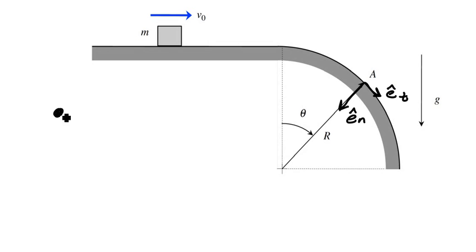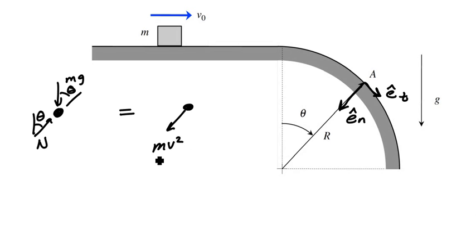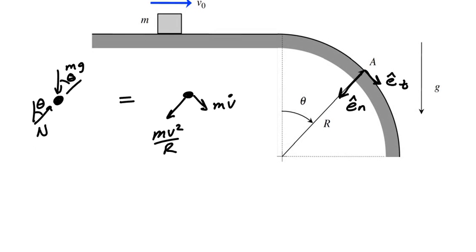If I sketch a free body diagram of this particle somewhere along the hill, I know I'm going to have a normal force acting outward, oriented at an angle theta, and the force due to weight acting down, oriented at an angle theta as well. In addition, the particle has an acceleration of m v squared over r in the e_n direction, and m v dot in the e_t direction.